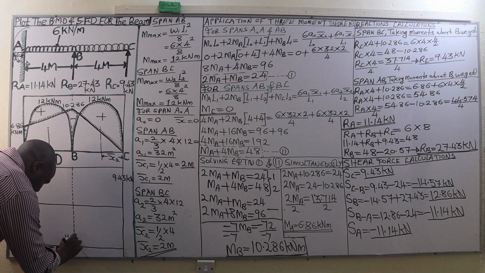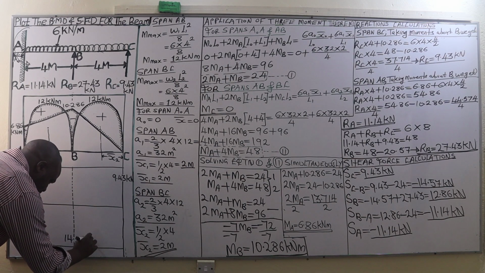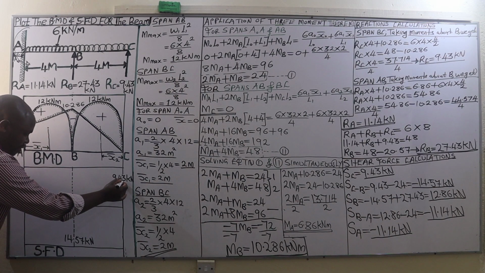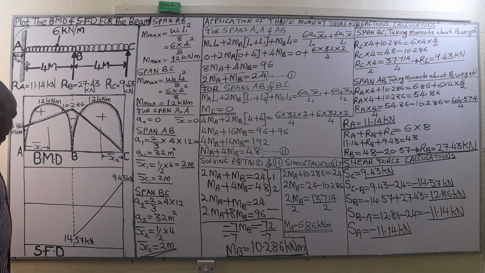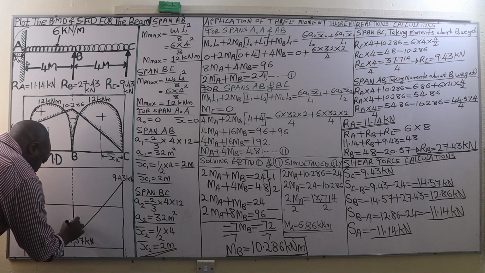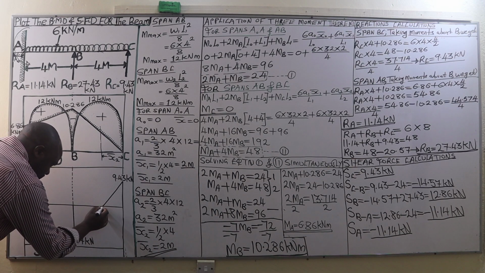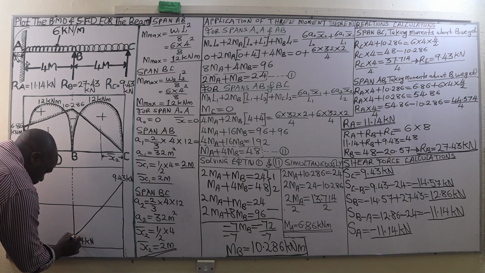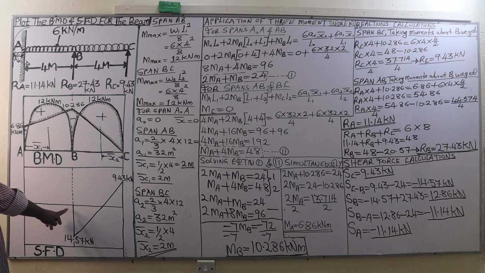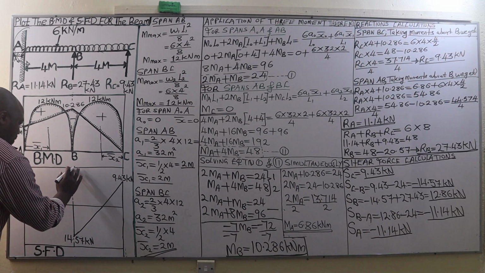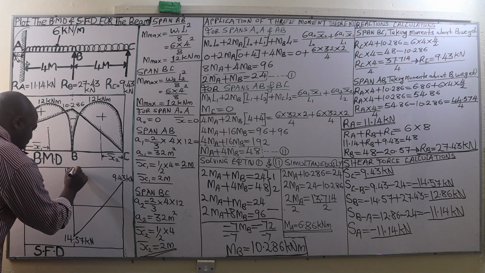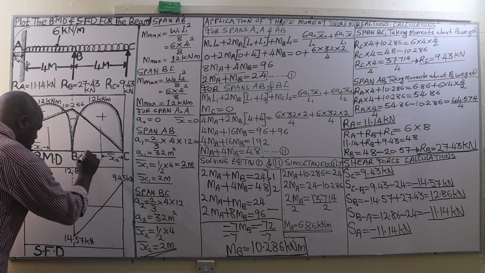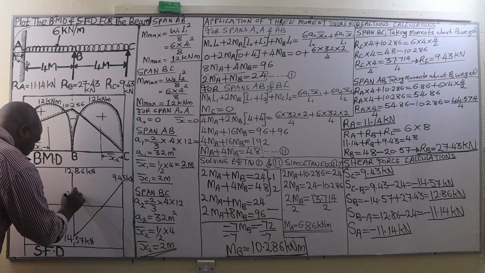So we got 14.57 kilonewtons. So we are going to join 9.43 kilonewtons to this negative 14.57 kilonewtons. Then we join it to the horizontal line. I want this to be as straight as possible. Correct. Then from there we have the shear force at B, which is 12.86 above. So here we have 12.86 kilonewtons. We are going to join that to the horizontal line.